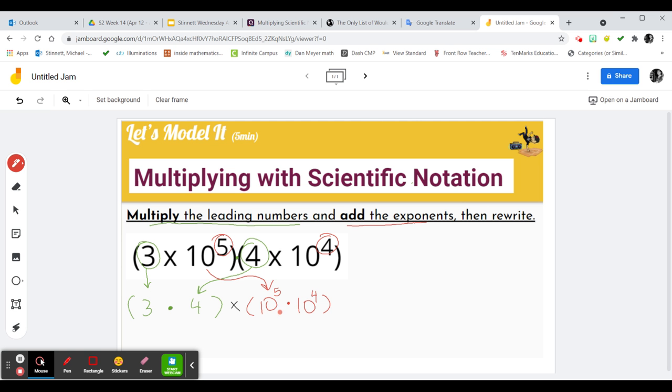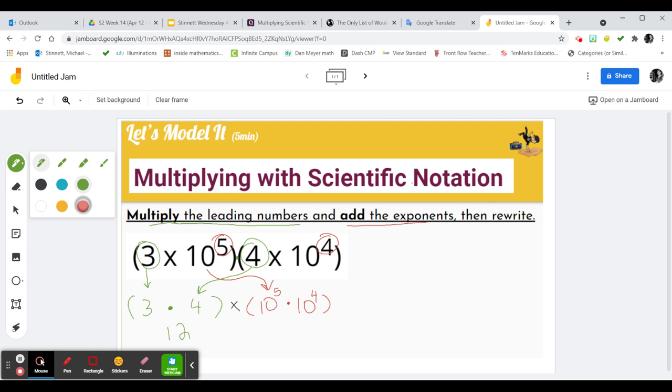And the reason we can do this is because everything is being multiplied: 3 times 10 to the fifth times 4 times 10 to the fourth. So really, everything's just being multiplied together, meaning we can switch these around however we want. To make it easier on us and see what's going on, we can just take our leading numbers and put them together, and take our powers of 10 and put those together. So 3 times 4, well, that's easy, right? We know that. That's just 12, okay?